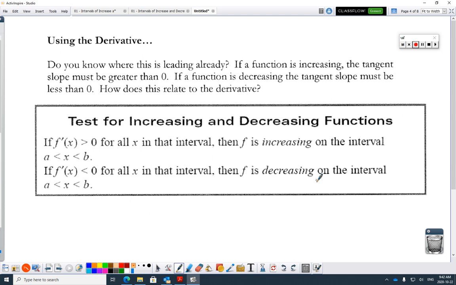So using the derivative, do you see where this is going? I hope so. I've tried to lay it right out there. If a function is increasing, the tangent slope must be greater than 0. If a function is decreasing, the tangent slope must be less than 0. How does this relate to the derivative? Here it is in fancy terms, even though it's not a fancy concept. If f prime is greater than 0, then the function is increasing on that interval. If f prime is less than 0, then the function is decreasing. That simple.